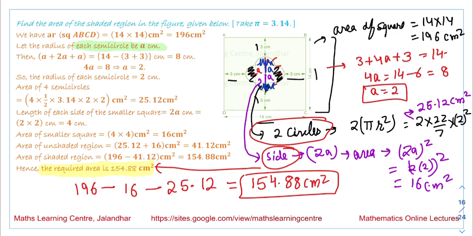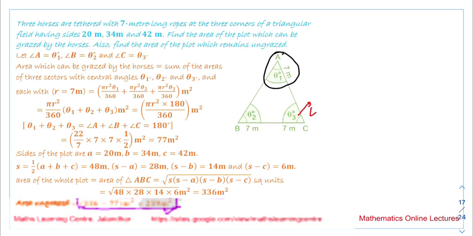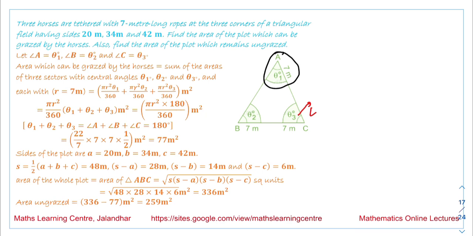So we are saying the required area is 154.88 centimeter square. Next is, 3 horses are tethered with 7 meter long rope at the 3 corners of a triangular field. The sides of this triangular field are given to be 20, 34 and 42 meters, and the length of the rope of each horse is 7 meters. Find the area of the plot which can be grazed by the horses. Also find the area of the plot which remains ungrazed.